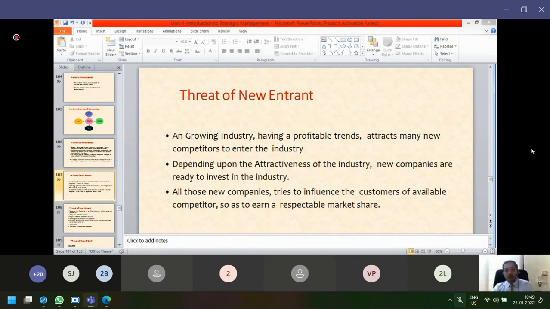All those new companies try to influence the customers of available competitors so as to earn a respectable market share. The customer base is the same. However, the new entrants will also try to target the same customer base which the already existing companies are targeting. So there will be a threat to the existing companies by the new entrants, because the new entrants also will be trying to get the market share by targeting the same customer base.